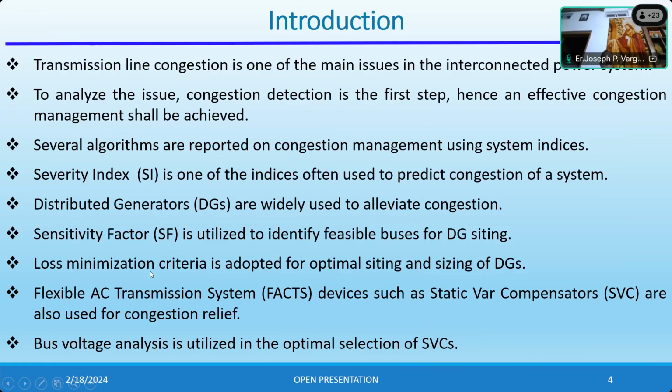And another index is sensitivity factor that is utilized to identify the feasible buses for DG placing. Loss minimization criteria is adopted for optimal siting and sizing of the DGs or the solar power generators. And flexible AC transmission systems, that is FACTS, are also included in this research work, but not considered for this presentation. Bus voltage analysis utilized for the SVC static power compensators is also not covered in this presentation.